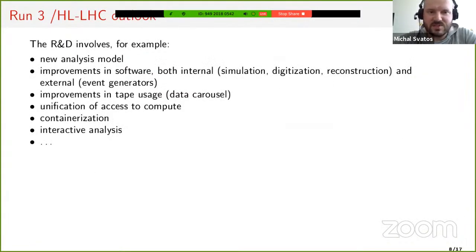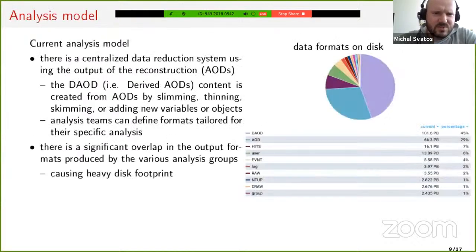So I will give you some examples of R&D, like there's a new analysis model planned, improvements in software, tape usage, access to compute, etc. So let's start with the analysis model. The current model is there's a centralized data reduction system that is using the output of reconstruction, which are AODs, and produces so-called DAODs or derived AODs. And the content is created from AODs. You can remove an object or variable or even a whole event or add something. And this is something that can be tailored for specific analysis by analysis teams. On the plot, you see that AOD and DAOD represent like three quarters of all data on the disk. Another point is that DAODs overlap a lot, so this is causing a heavy footprint on the disk.